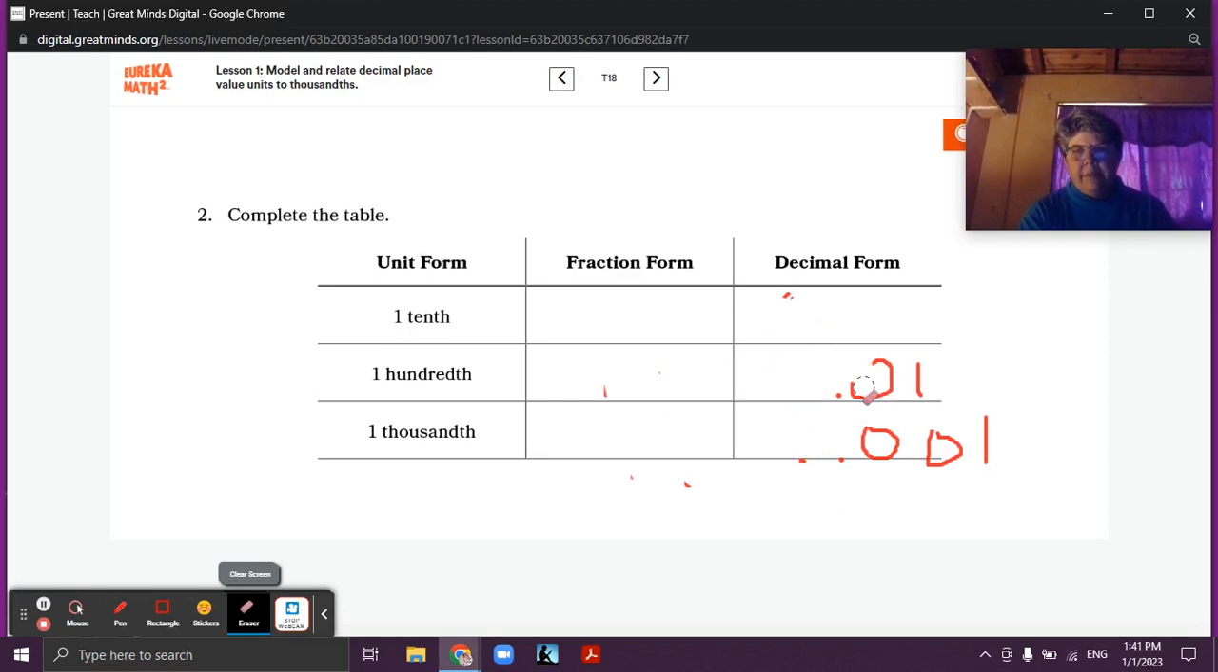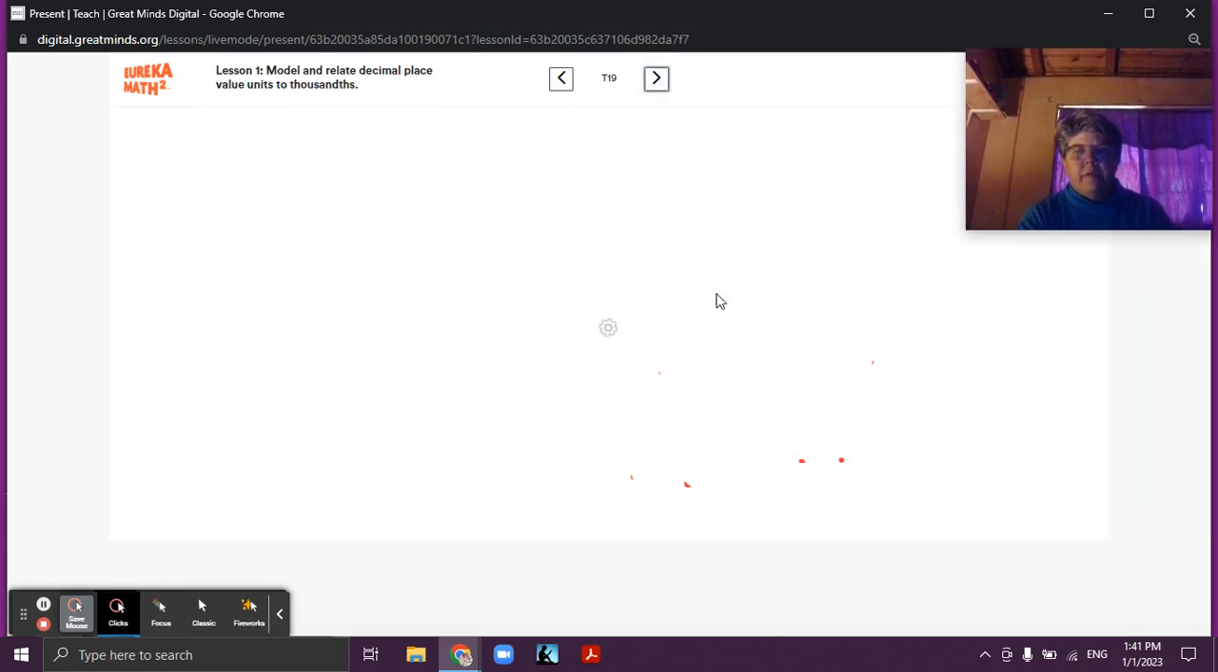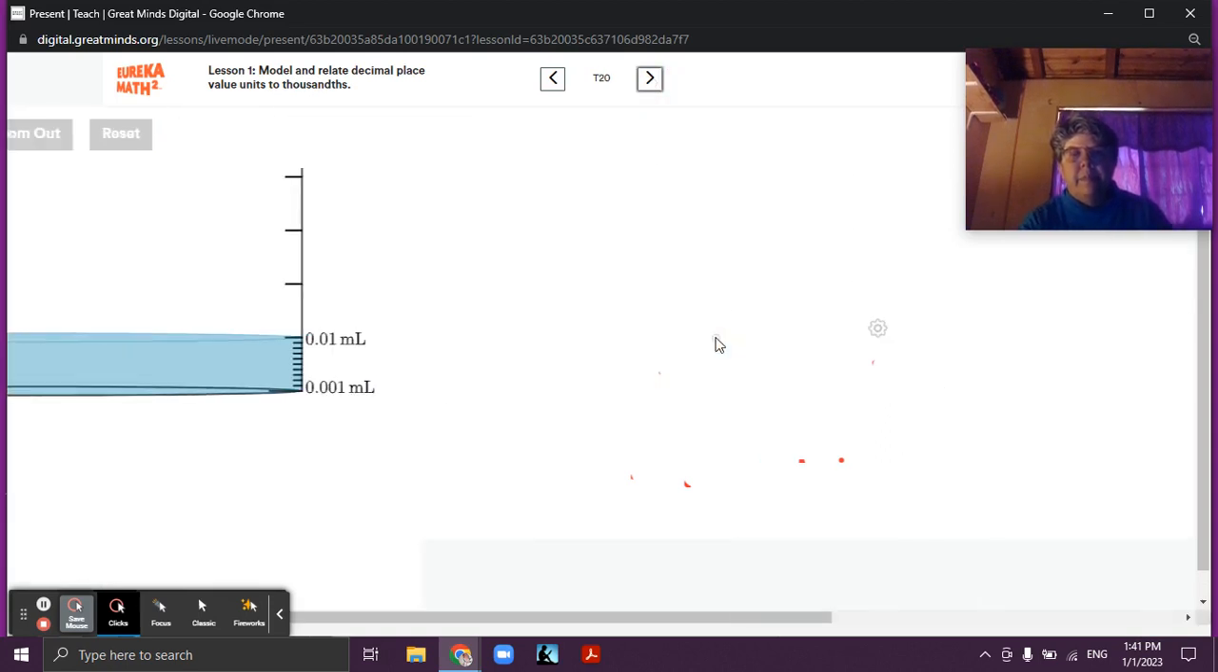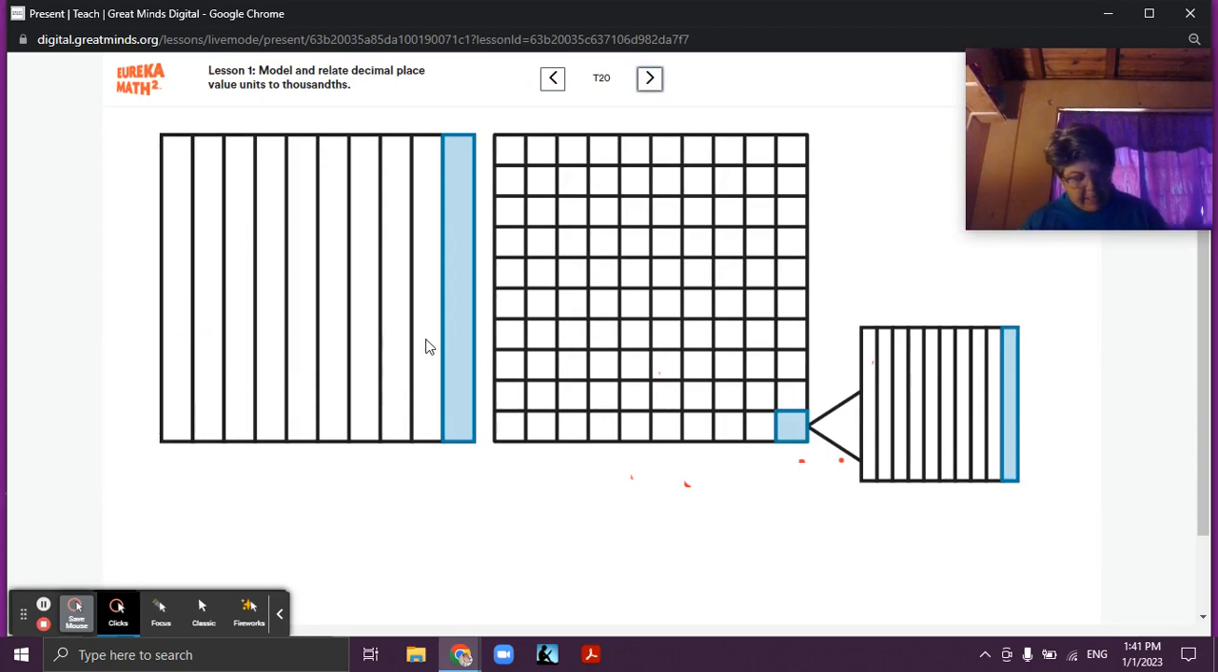Right, we have a little bit more in this video where we are looking at how to model thousandths and how to write thousandths. Okay, so now we are going to look at thousandths in a few different ways. We're going to look at thousandths as a liquid, and now we're going to look at thousandths as an area model, of course, it's an area model.